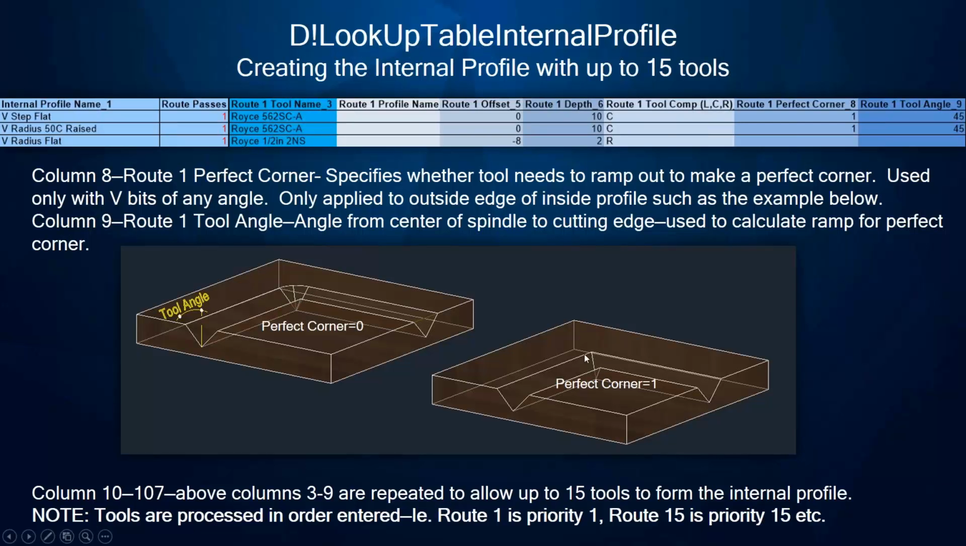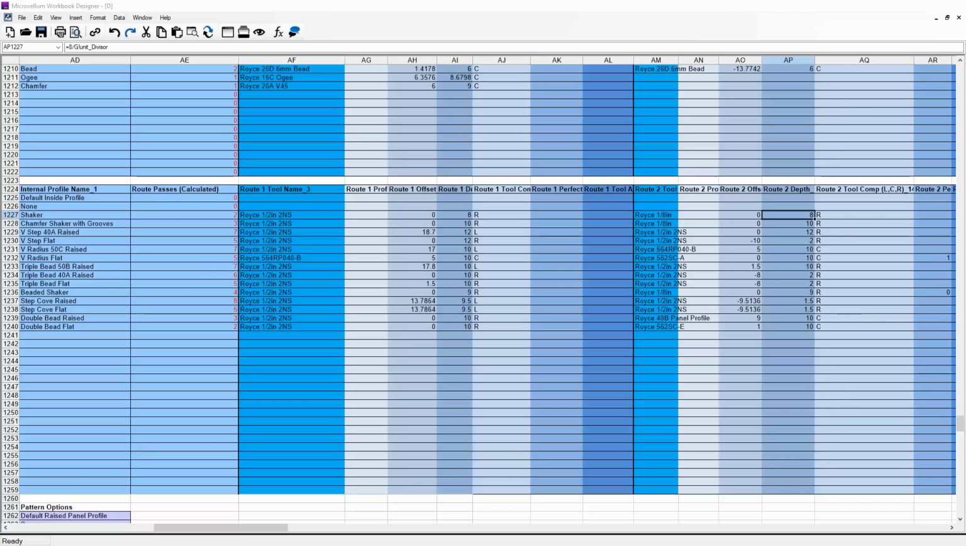But if we want to clean that out with a perfect corner where the tool ramps out, that's going to be perfect corner equals 1, and then I'm going to specify what my tool angle is in order to do that. So that doesn't have to be a 45-degree bit. If I want to ramp that out with a larger bit, maybe it's a 60-degree bit, I can ramp that out, and I just need to specify my information for the tool there. And so that's going to be here. I'm going to turn on perfect corners for one of those, and then what my route tool angle is.